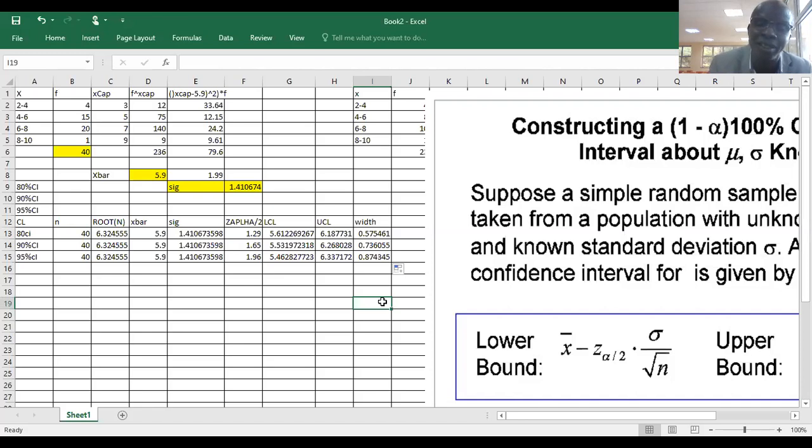Practically, this means that the higher the confidence level, the higher the likelihood of finding the population mean within the given interval.